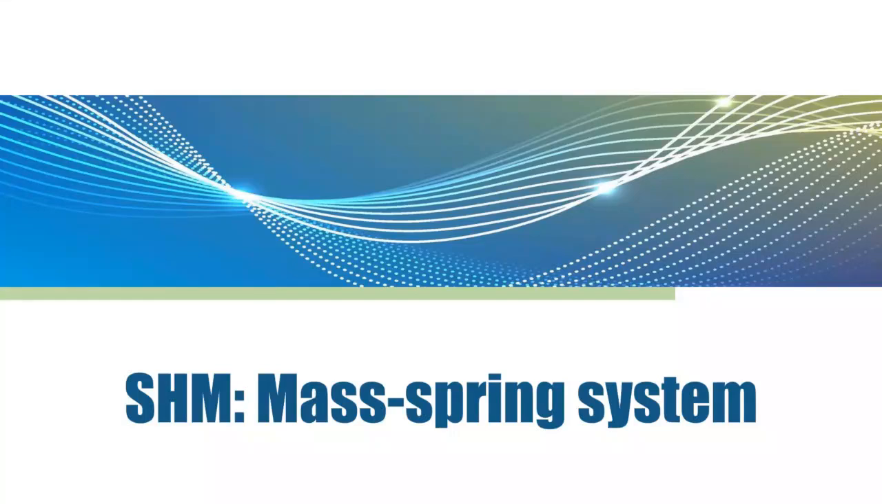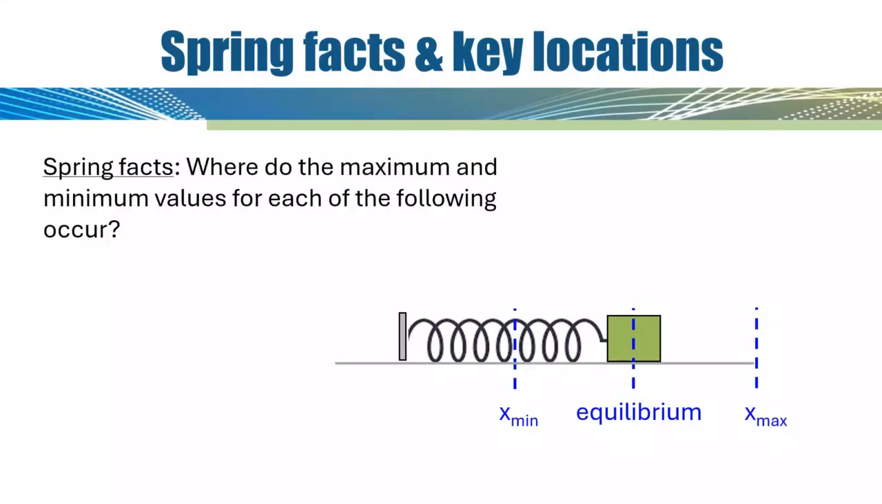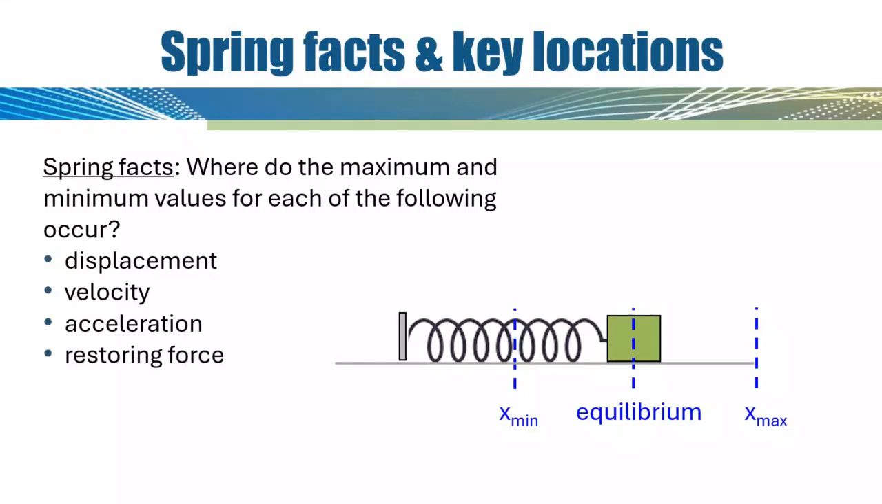In this video, we're going to be looking at some relationships that exist in an oscillating mass spring system. As a mass spring system oscillates in simple harmonic motion, the variables related to the mass are continually changing, but there are some facts that are helpful to know, like where do the maximum and minimum values for each of these variables occur? The displacement, the velocity, the acceleration, the force, the kinetic, and the potential energy.